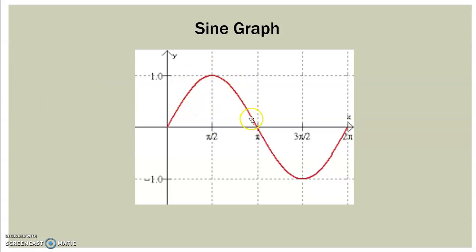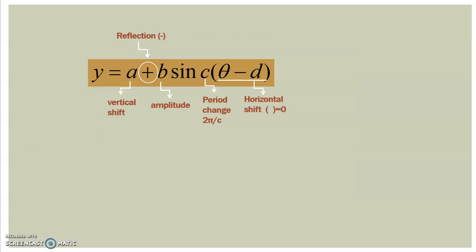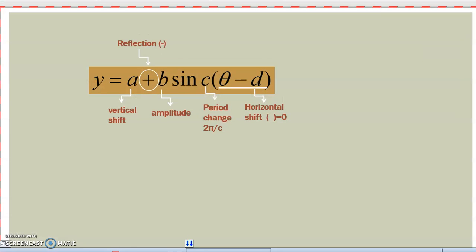Alright, so here's a typical sine wave. We end at 2 pi. And we have an amplitude of 1. So here's our equation. You will need to pause the video and write this equation down, and write all of the components down, because you need to know where each of these numbers are, their position, and what they do to the graph. Okay?